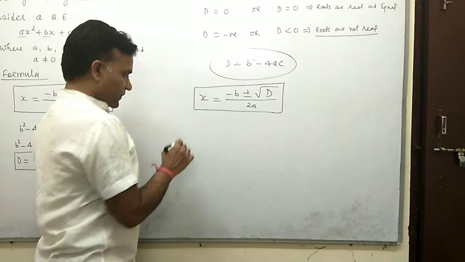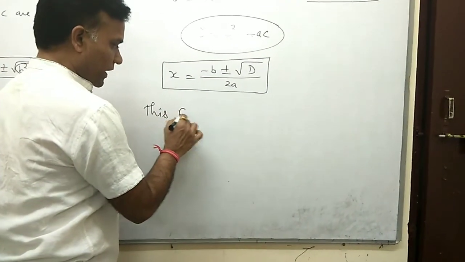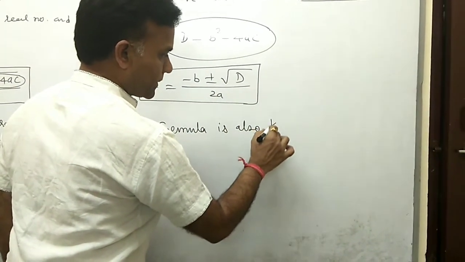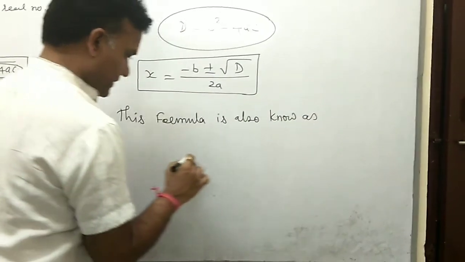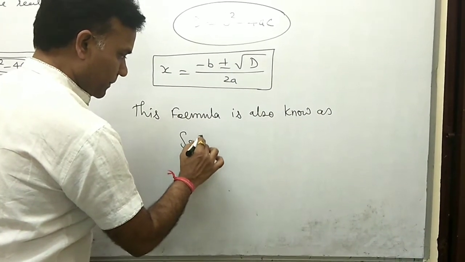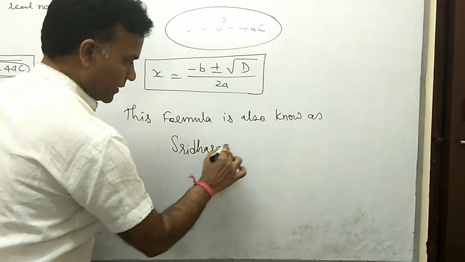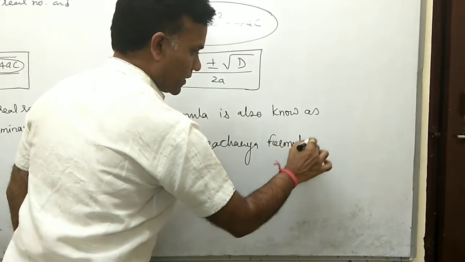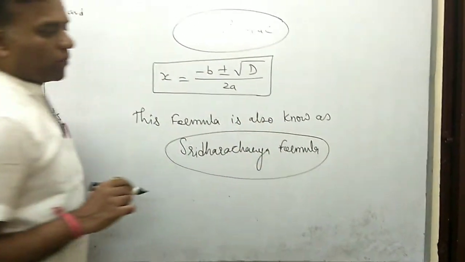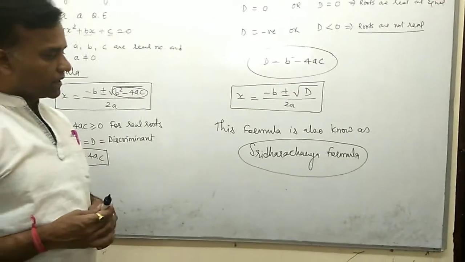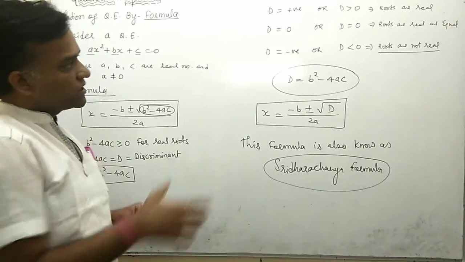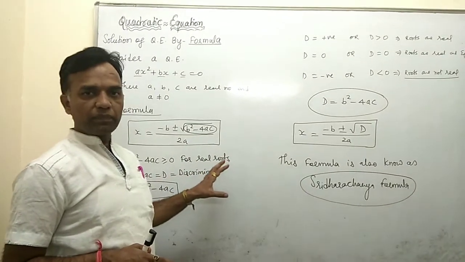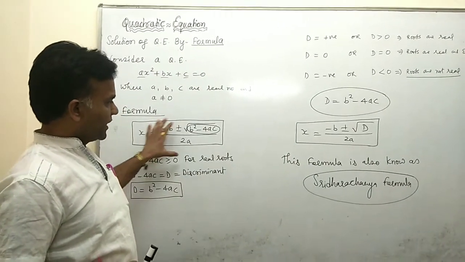This formula is also known as the Sridharacharya formula. This is important because the formula method is basically known by the name Sridharacharya formula. So this is the basic concept and basic need for the formula, and now we have examples that are solved with the help of this formula.